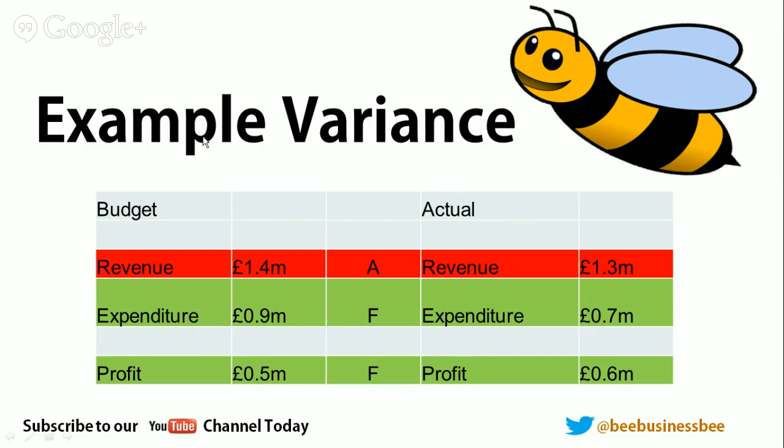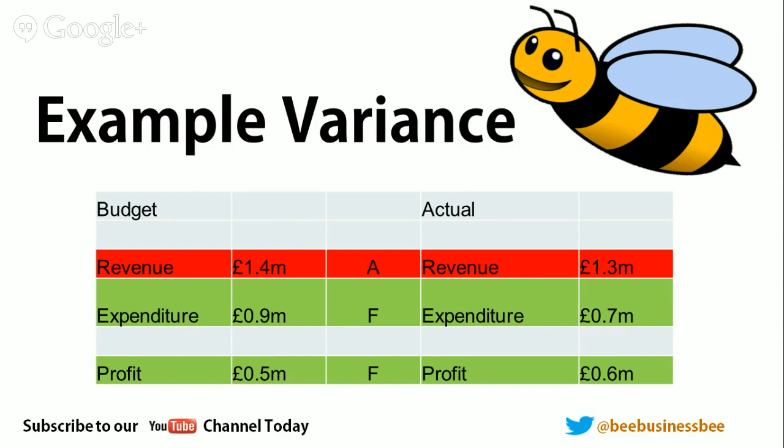Okay, hopefully you've worked out the answers are going to be as follows. The revenue column was adverse. It was worse than expected. As you can see, they planned for 1.4, but they only made 1.3. So it's adverse. However, their expenditure was actually favourable because they planned to spend 0.9 million, but they actually only spent 0.7 million. So they did a lot better than expected.